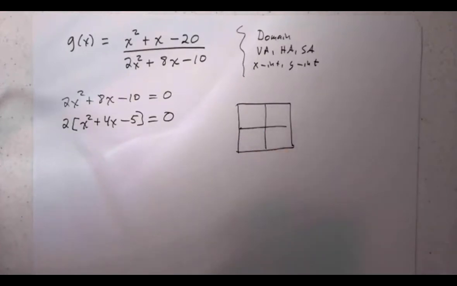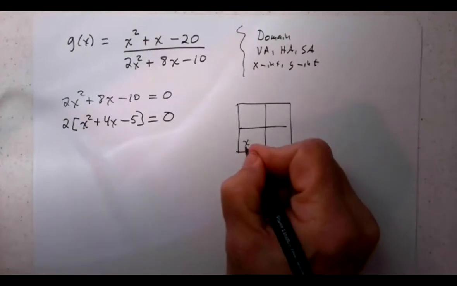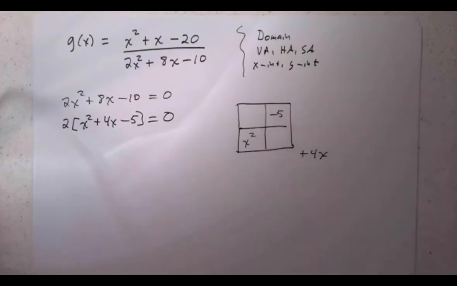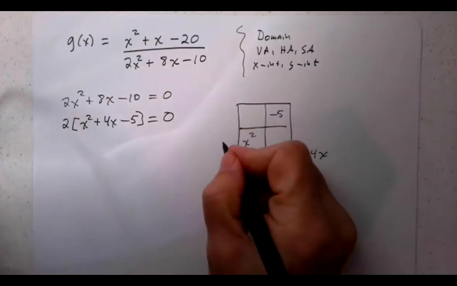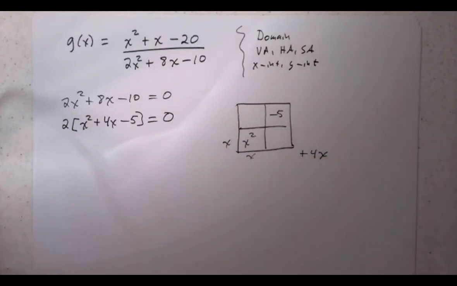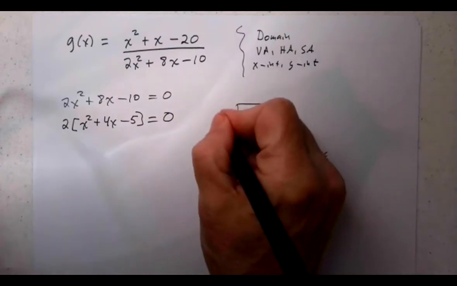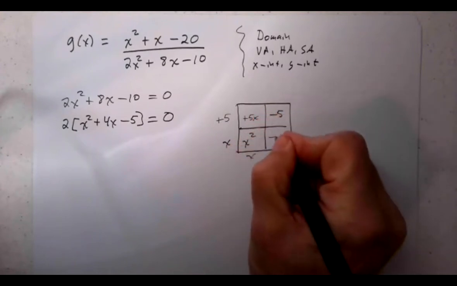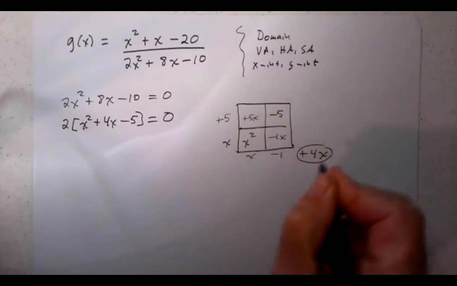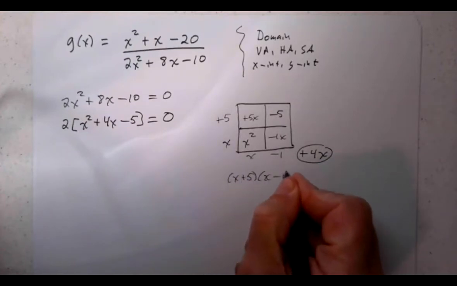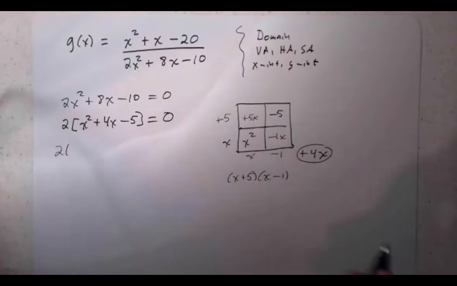So we have x squared, we have minus 5, and the middle term is plus 4x. So x squared will be x times x. Negative 5 will be 5 times negative 1. So I get plus 5x here, I get minus 1x here, adding up to 4x. So this becomes x plus 5 times x minus 1. So I get 2 times x plus 5 times x minus 1.